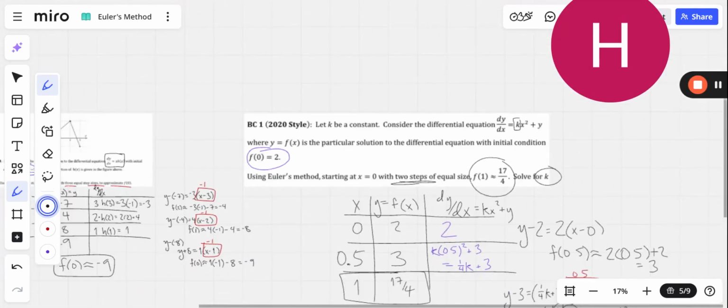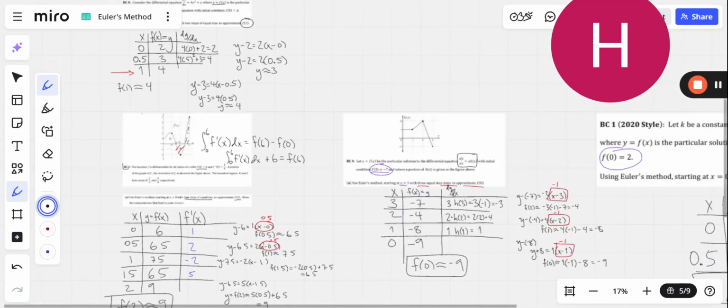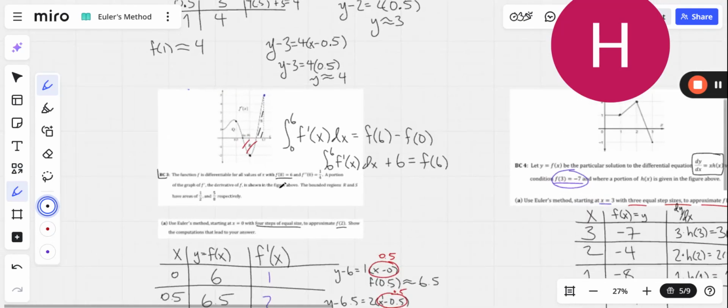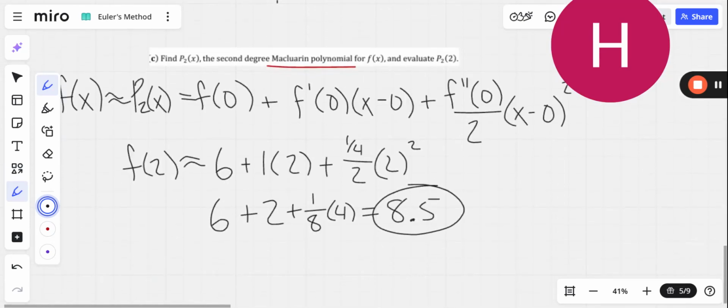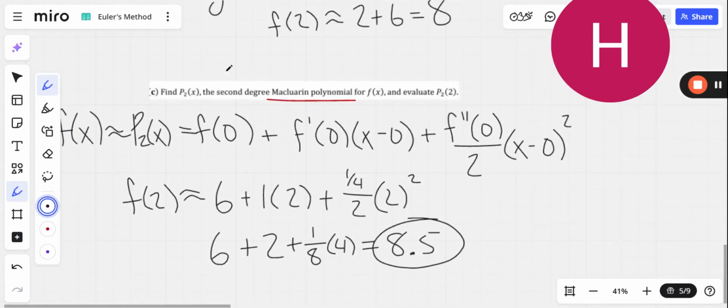All right, I hope you learned something about Euler's method here. It's very useful. And it often goes along with questions about polynomials, like Taylor polynomials, or even in this case, MacLaurin polynomial.